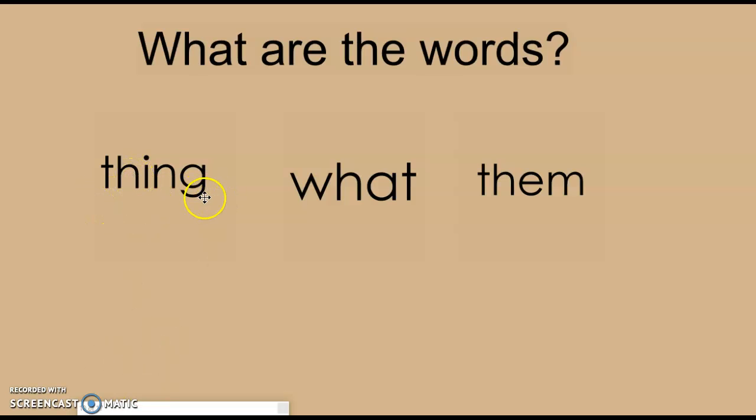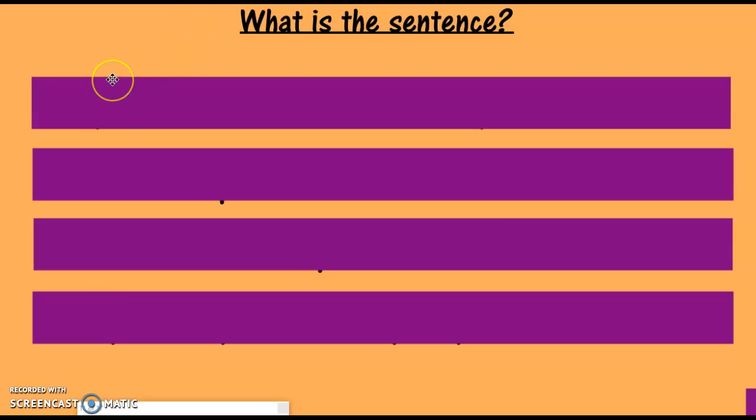So we have thing, what, and them. See if you can say that by yourself. Thing, what, them. Awesome. All right, I have 4 sentences for us today.